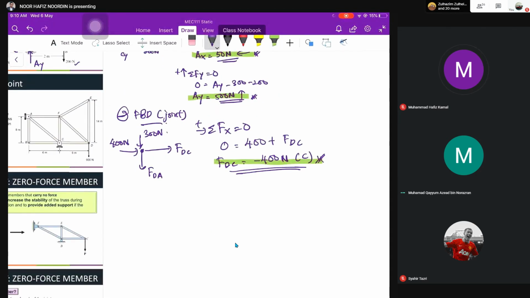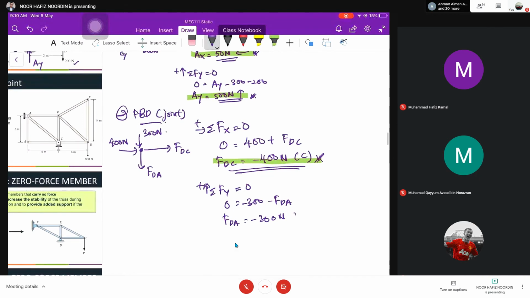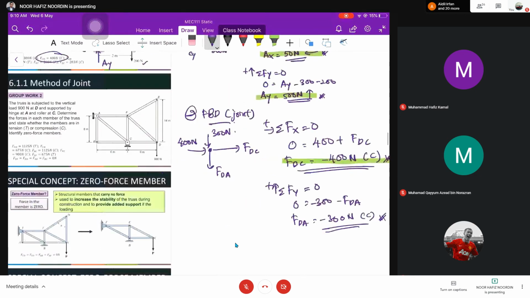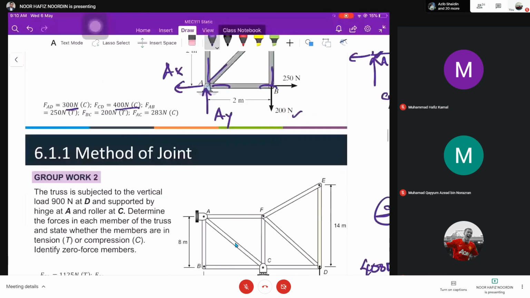So now we proceed with Fy equal to 0. So we have 300 negative minus FDA. So FDA the same thing, the value is negative 300 Newton, which is compression lah. So compression, kita tengok jawapan dia. FDA, FD sama lah. So betul lah jawapan dia. Okay, 300, betul lah. Yang tadi 400 compress. Boleh?